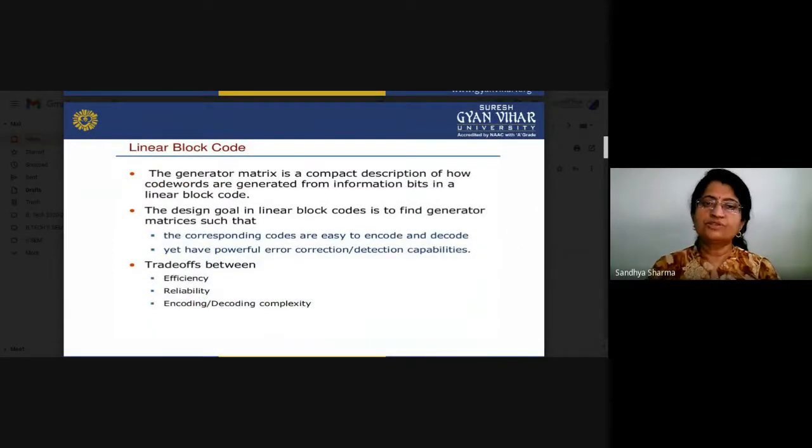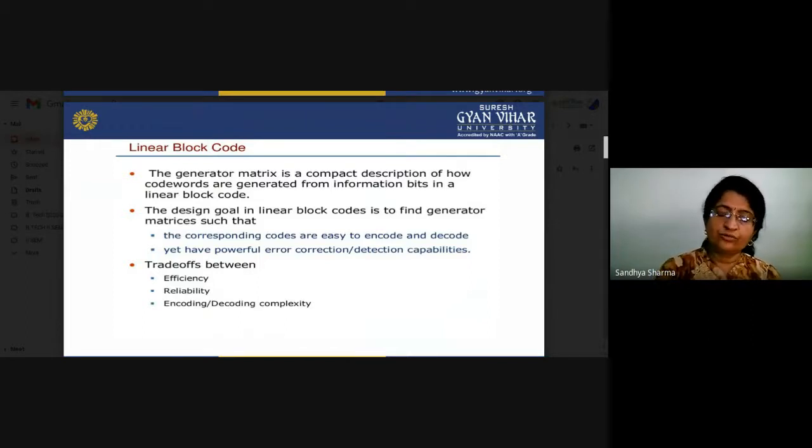So, linear block code. The generator matrix is a compact description of how code words are generated from information bits. The design goal in linear block code is to find the generator matrix, such that the corresponding codes are easy to encode and decode, and you have powerful error correction and detection capabilities. Means if you detect an error, you have the power to correct that particular error.